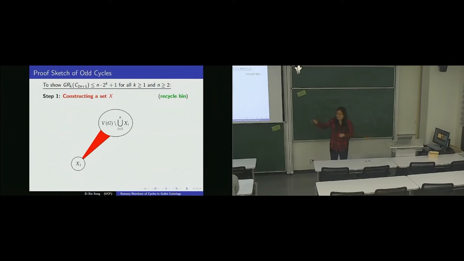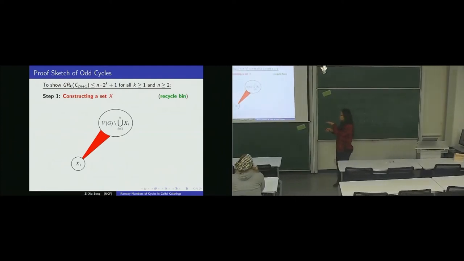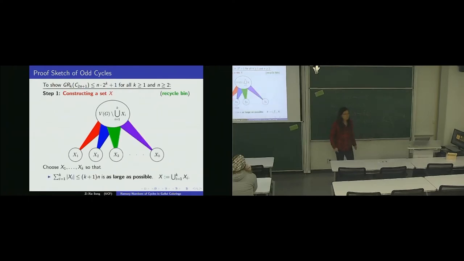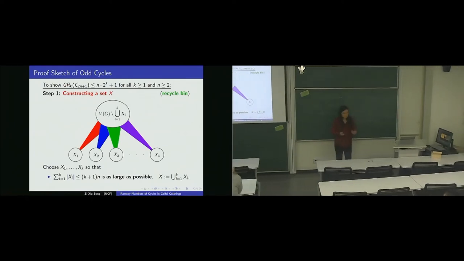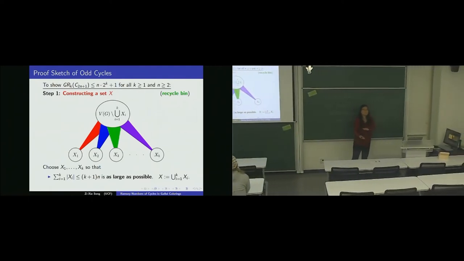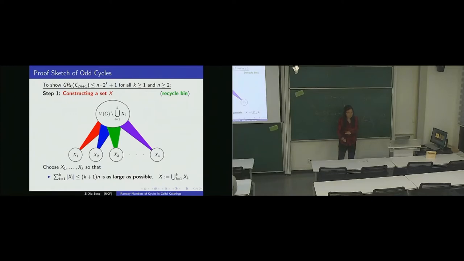It's like you take a Gallai partition, and it's better you take one part straight away. It's possible in the process that some of them see the same color, and you can combine them. So X1 is the one which sees all red edges to the remaining part of the graph, and you keep going until you cannot do it anymore. I pick them as large as possible, but this recycle bin does have a limit: you cannot put more than (k plus 1) times n vertices in it.